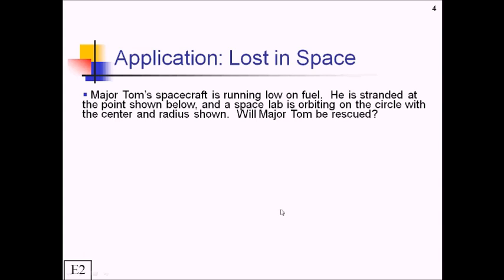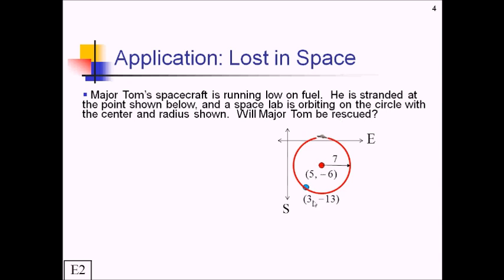We're going to get a little more practice with circles and do a real-life application while we're at it. Major Tom's spacecraft is running low on fuel. He's stranded at a point shown below, right here, 3 comma -13 we'll call this, and a Spacelab is orbiting on a circle with the center and the radius shown. So here's the Spacelab, here is the circle, ooh, isn't that fancy, and here's the radius of that circle, 7. Based on this, will Major Tom be rescued?